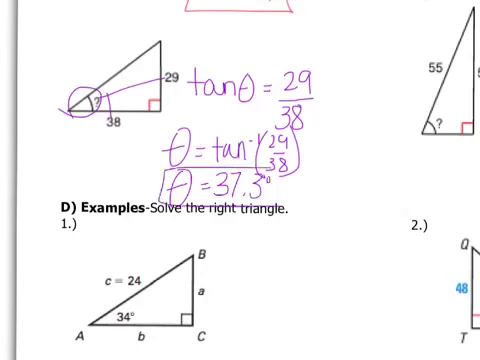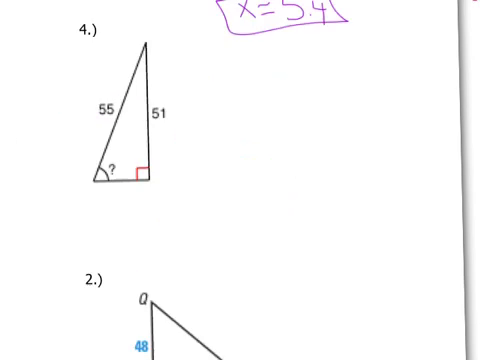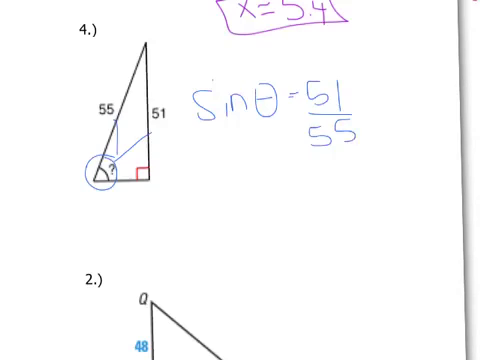37.3 degrees. Very good. All right. Which trig ratio did we use? Sine. You have the opposite side and the hypotenuse, so sine of theta is equal to opposite over hypotenuse. So to find that angle measure, take the inverse sine of the ratio.